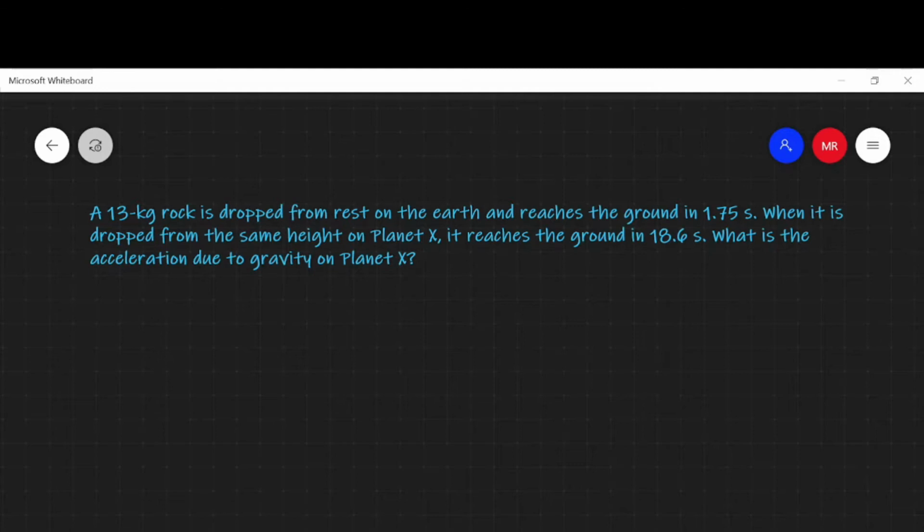A 13-kilogram rock is dropped from rest on the Earth and reaches the ground in 1.75 seconds. When it is dropped from the same height on planet X, it reaches the ground in 18.6 seconds. What is the acceleration due to gravity on planet X?